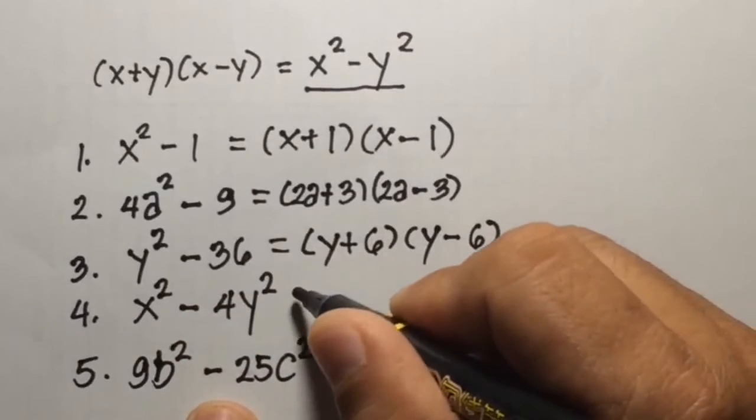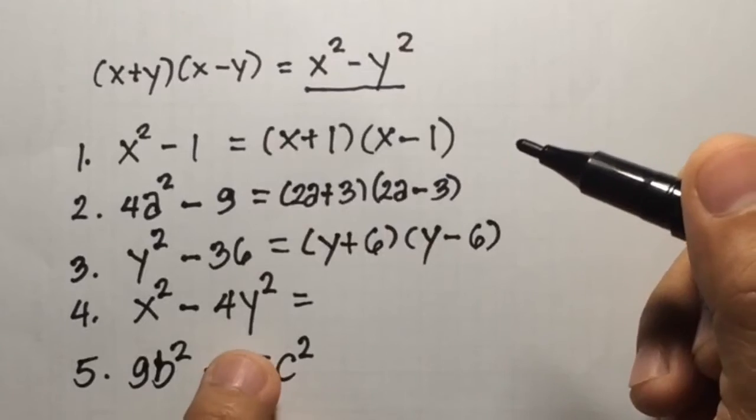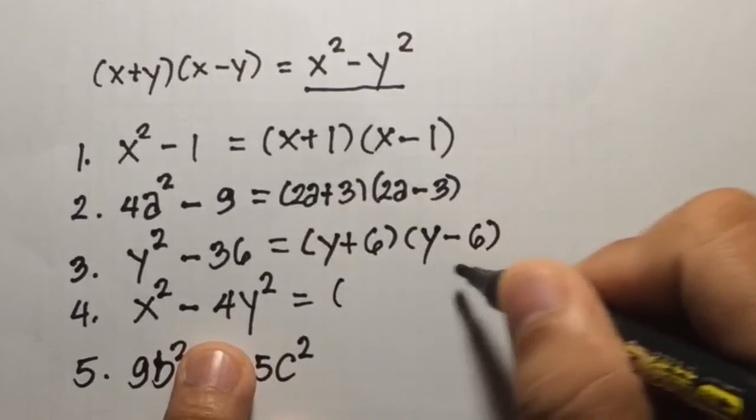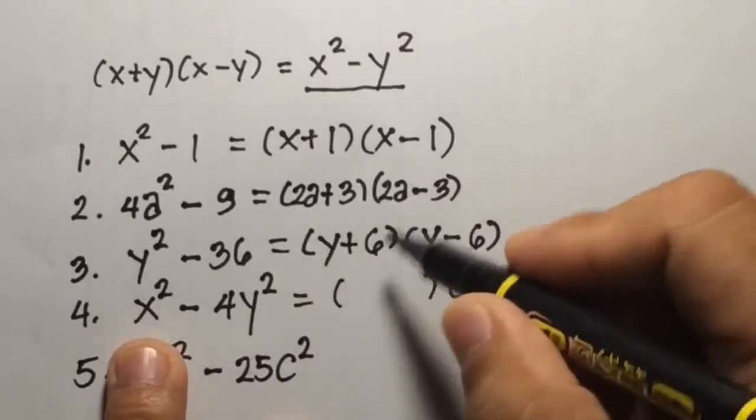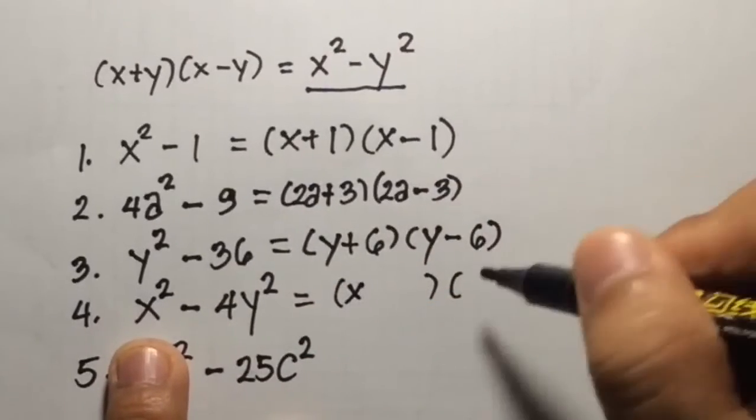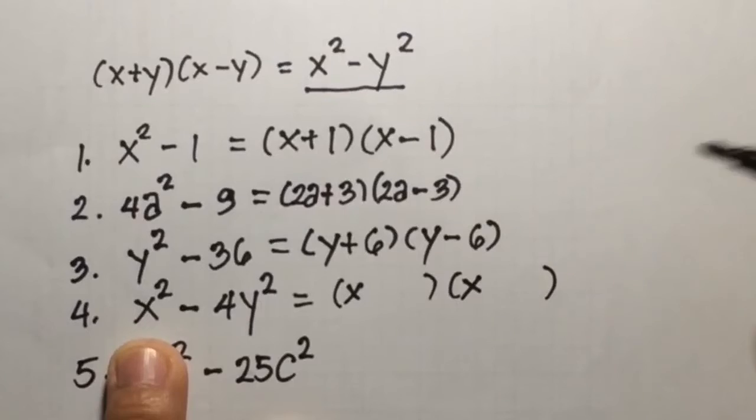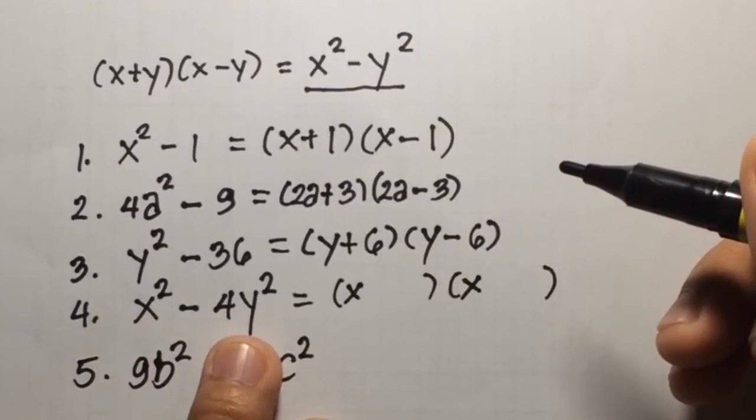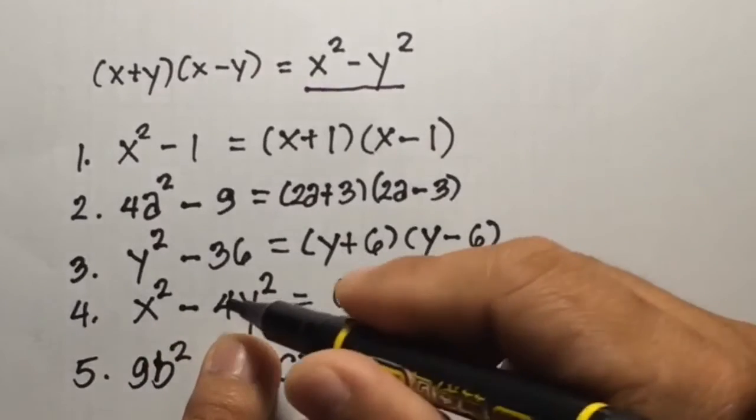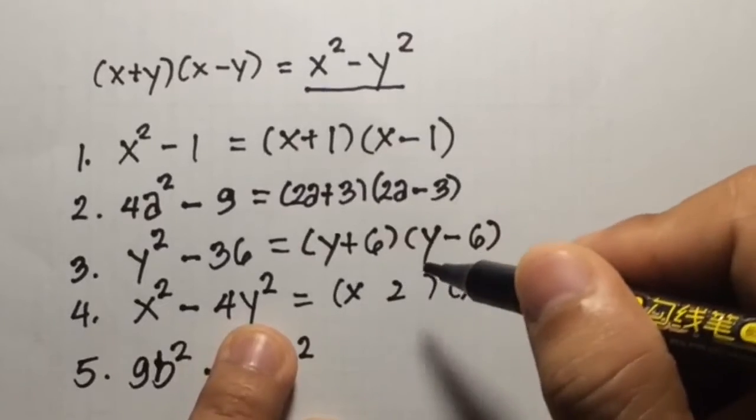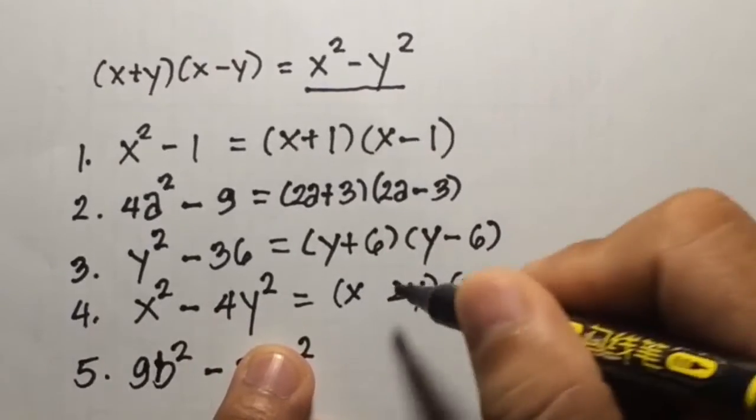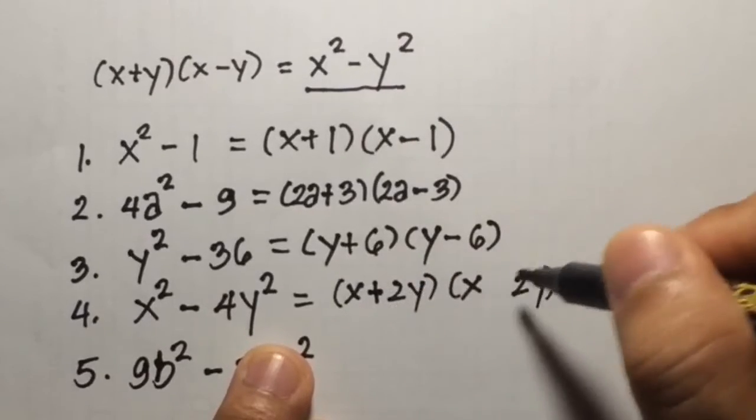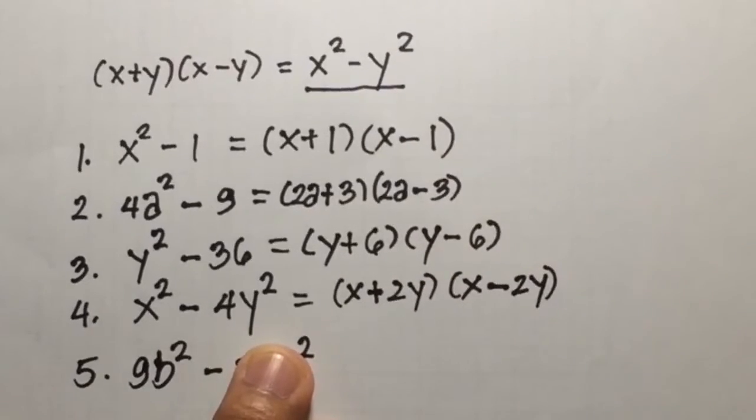And for number 4, x squared minus 4y squared. So the square root of x squared is x. Then the square root of 4y squared is 2y. The square root of 4 is 2, and the square root of y squared is y. Then plus here, and here this is minus.